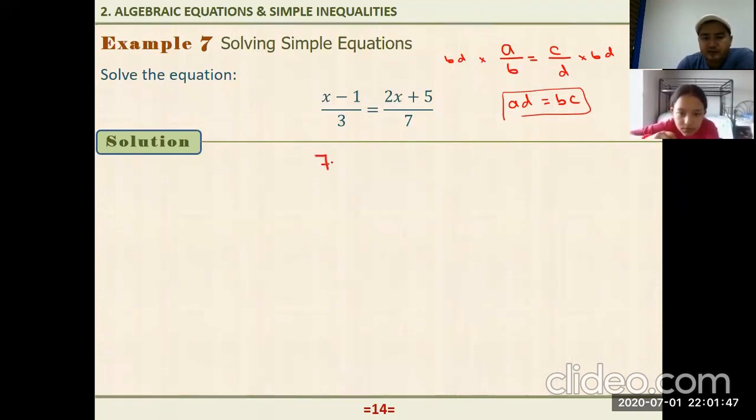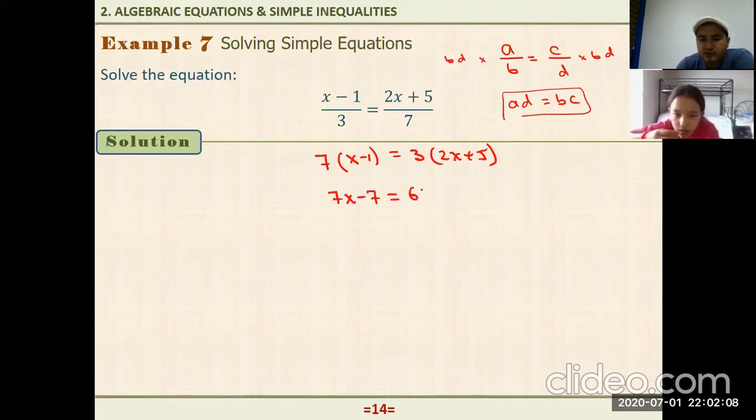So here we have 7 times x minus 1, and 3 goes here, 3 times 2x plus 5. Now remove the brackets and expand: 7 times x is 7x, 7 times negative 1 is negative 7, equals 3 times 2x, 6x, 3 times positive 5, plus 15. Take 6x to the left-hand side, changing its side, so it is minus 6x. What is left here? Positive 15. And negative 7 goes to the right-hand side, so it becomes plus 7.